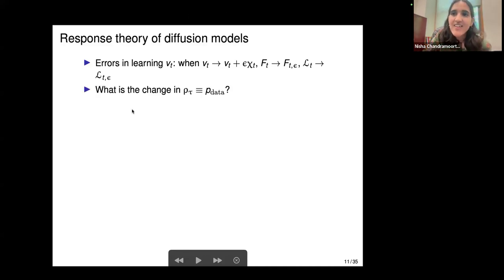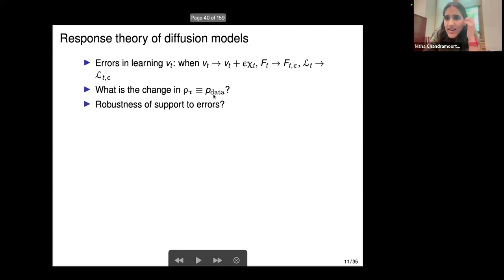Now the question we are all asking is, how does this change the predicted distribution? Instead of running F_T, if you run F_T epsilon, then you're going to get some rho_tau epsilon. How close is it to the target distribution? Now, assume for a second that the target distribution does have a density, or that rho_tau is approximately the density. If you don't have a density, convolve it with a Gaussian of small variance, and then you will get rho_tau. Let's say that's rho_tau.